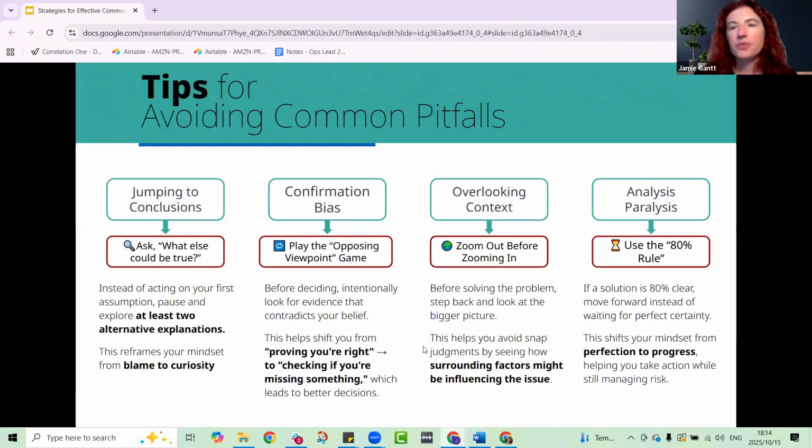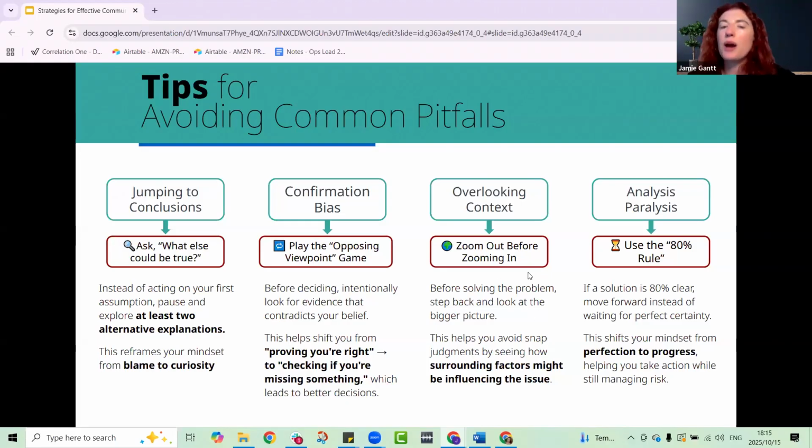Okay, so to avoid all of these pitfalls, jumping to conclusions, ask yourself what else could be true. To avoid confirmation bias, play the opposing viewpoint game. I like to call it devil's advocate, but intentionally look for evidence that proves you wrong. Ask for input, like, what is going to make this not work? Why will this solution that I've thought of not work? Tell me, how could I break this? Get those kinds of inputs.